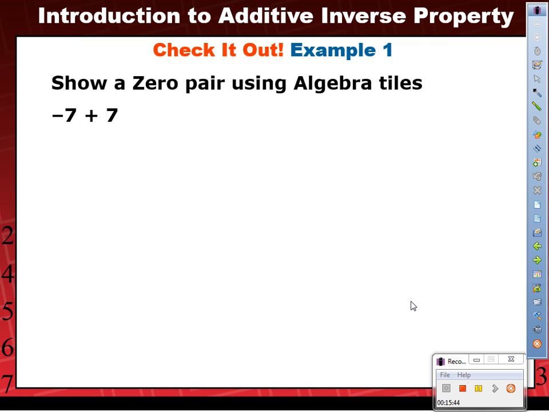First thing is first. They want us to represent these two using tiles. So what would be the first thing that you're going to grab to represent -7? How many of them? -7. So check this out. You're going to lay them out like this. I'm going to switch the camera and I'm going to pause this really quick.